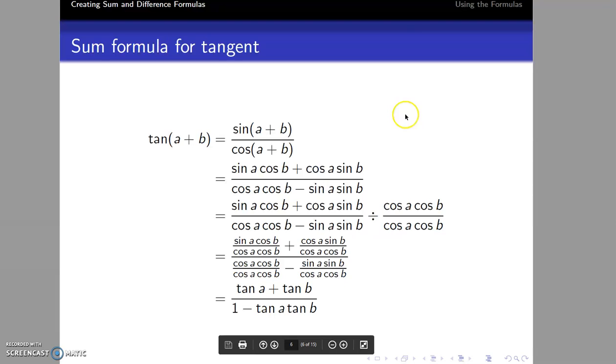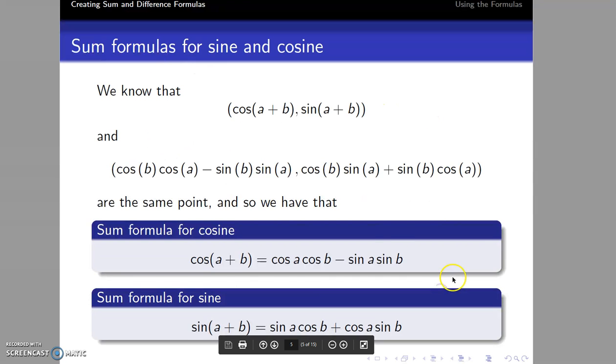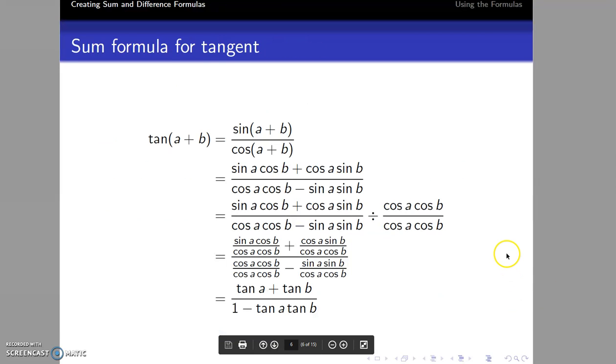And if you wanted to do the sum formula for cotangent, you would just flip this fraction. If you wanted to do the sum formula for secant, you would do 1 over all this stuff. Sum formula for sine, 1 over all that stuff. But what about difference formulas, you exclaim?